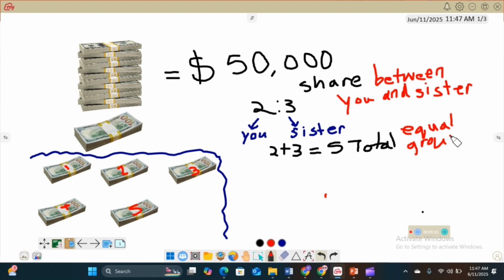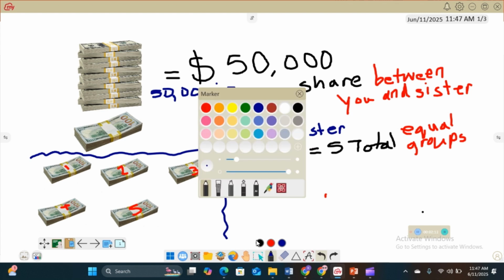Total equal groups. Alright, so what that means is that you're going to have 1, 2, 3, 4, 5 equal groups from the 50,000. So what you're going to do right now, you have to first divide 50,000 by what? What's the total? 5. So you have to divide 50,000 by 5, because we want to ensure that we have 5 equal groups.